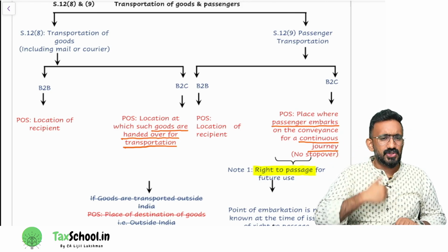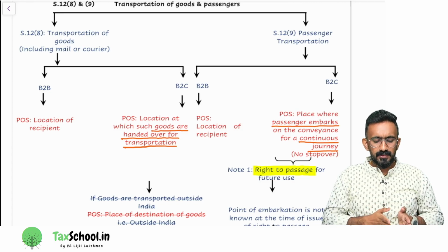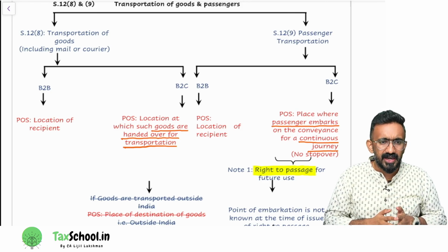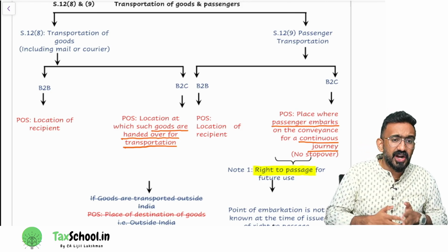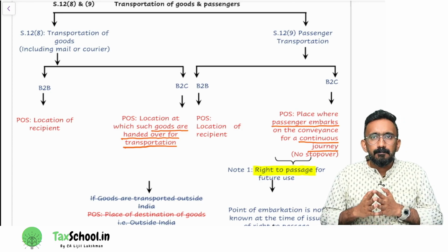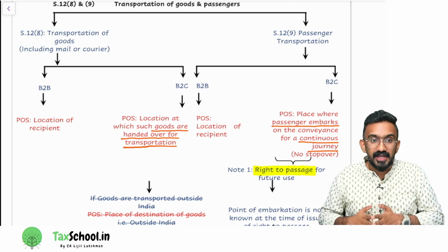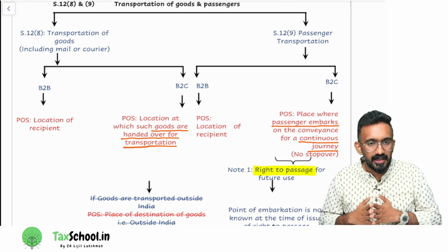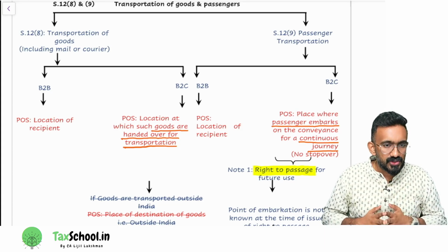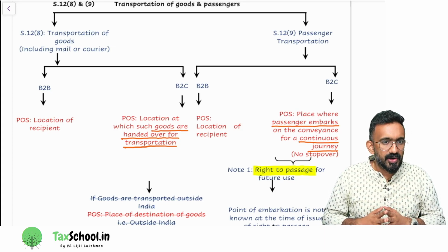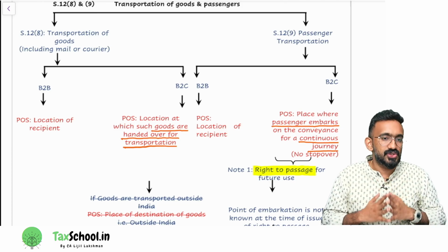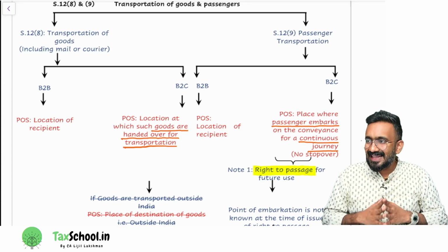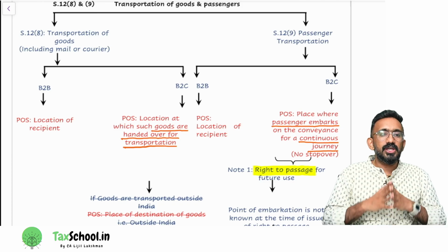Next, what if it is transportation of passengers? Who will provide the service of transportation of passengers? If you are traveling in a bus, the service will be provided by a bus operator. If you're traveling in a flight, it could be an airline like Indigo, Air India, etc. Indian Railway could also provide you services, because they are all providing the service of transportation of passengers. What will be the place of supply? Again, the same question we ask, is it B2B or B2C?